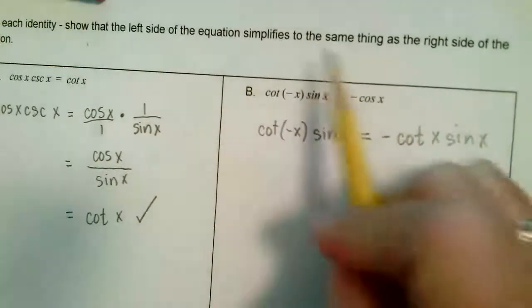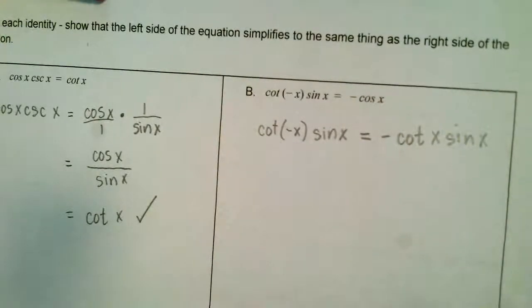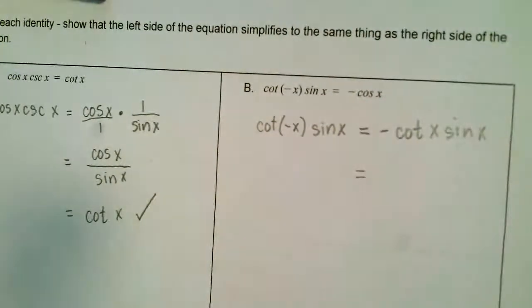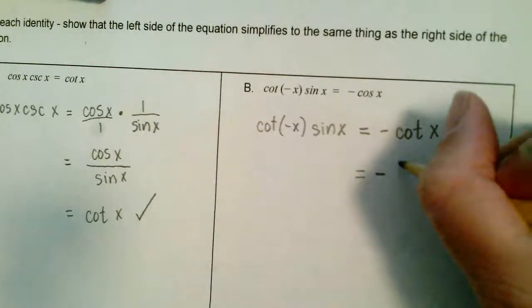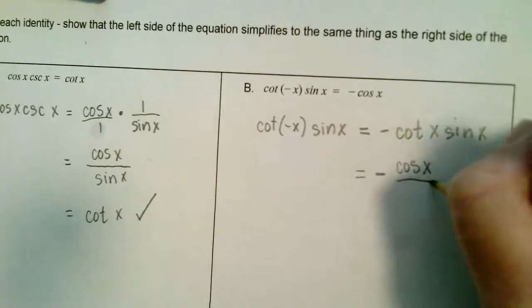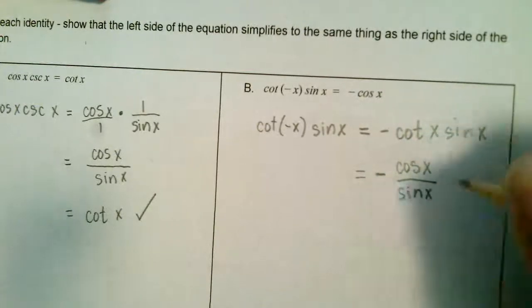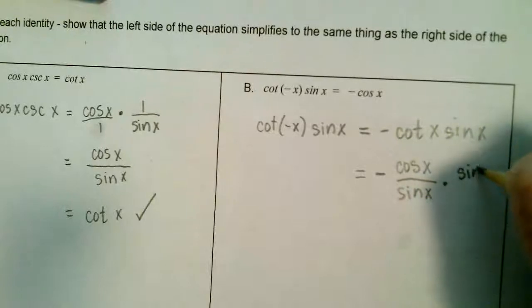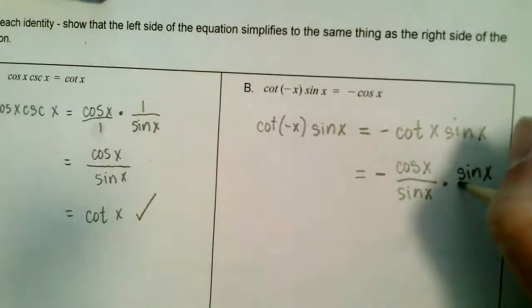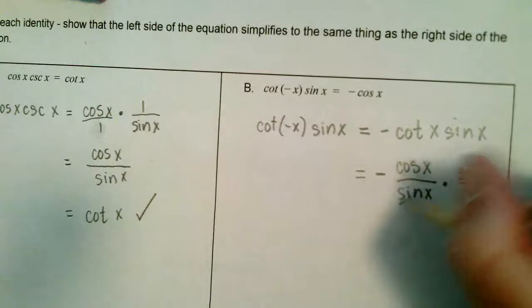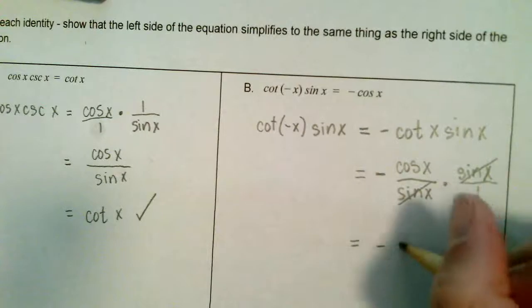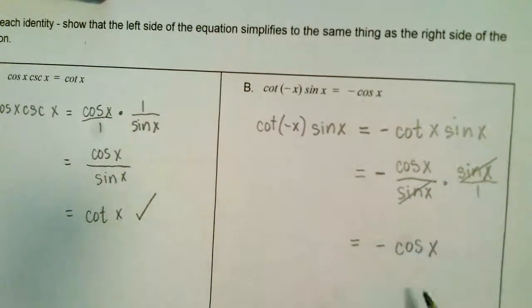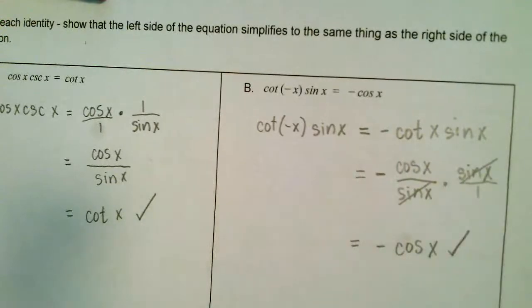So that didn't really get me where I needed to be. So my next strategy is usually to write over in terms of sine and cosine. So my negative stays there. Cotangent is the cosine of x over the sine of x by definition, times the sine of x. Okay, I'm going to put this over 1. And I can see that my sine of x is going to divide out, and I'm left with negative cosine of x, which is what I wanted to end up with. So now I verified that identity.